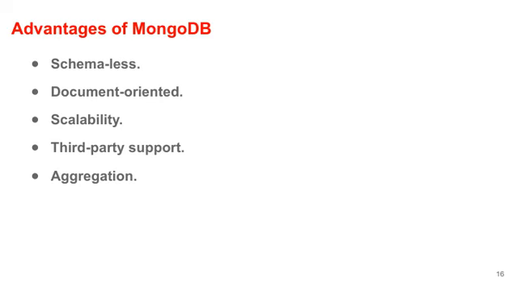MongoDB handles large volumes of data and high traffic loads efficiently, making it suitable for growing applications. It also has strong third-party support, meaning there's a broad ecosystem of tools and community resources that can help you extend and integrate MongoDB seamlessly. Lastly, its aggregation framework enables complex data processing and analytics within the database itself, reducing the need to export data for external analysis. All these features connect back to the overall theme of flexibility, efficiency, and scalability in modern database management.